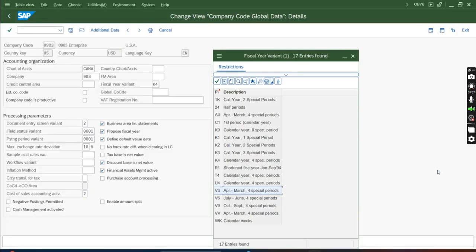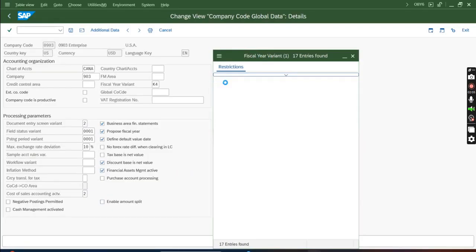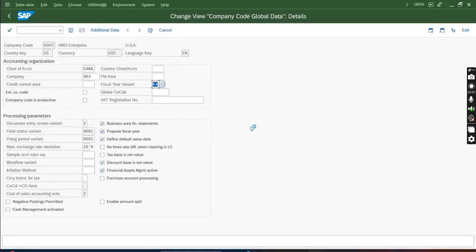Okay, since I'm here in the org structure, that's why I just explained. This is the posting period variant. Then next we'll go to field status variant. What is field status variant? For field status variant and posting period, let me explain the posting period variant first. You'll see we are using posting period variant 0001.